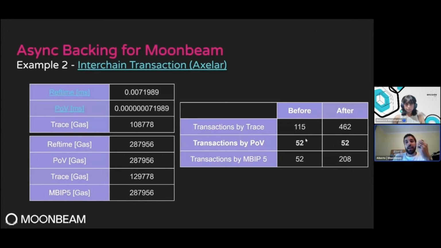Just because it depends on, like I said, the POV, and hopefully this gives you a little bit of light into how parachains are affected by async backing in the good way, but also how there are still some other limiting factors outside of async backing that are not allowing us to use the full potential of async backing.